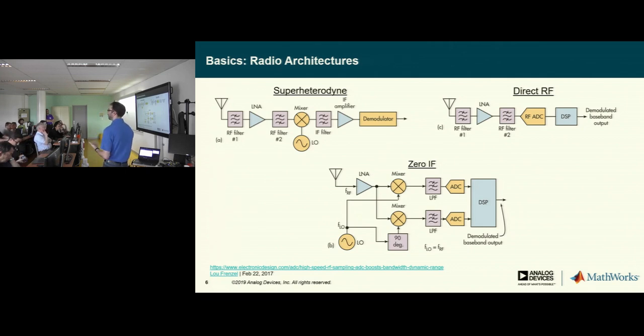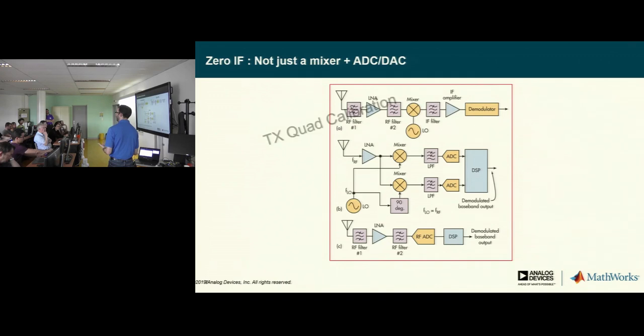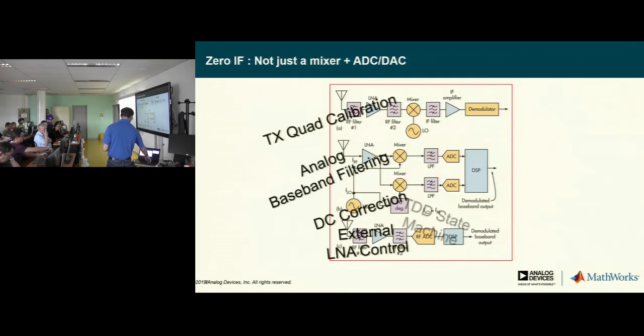And this really hasn't been possible until the last 10, 15 years, just because there's added complexity when you have a single IF stage. You have to deal with images and DC problems that are common to this architecture. And there's a lot of pieces inside the chips themselves that compensate or deal with these non-idealities that are introduced from this architecture.